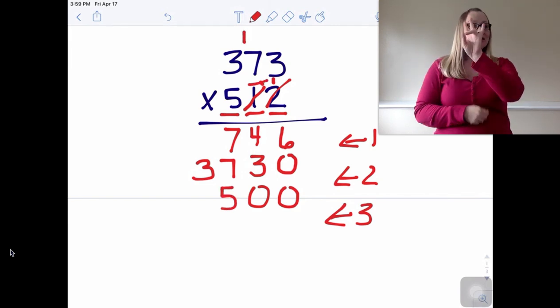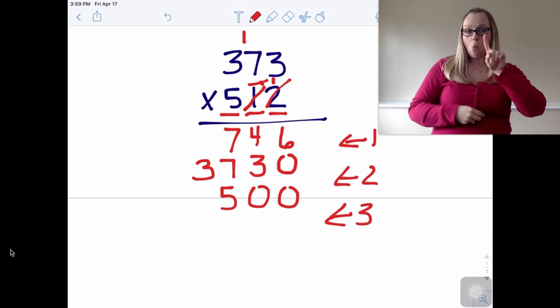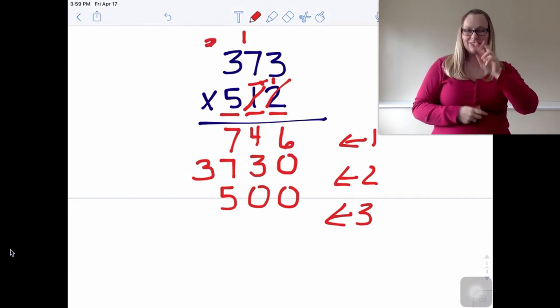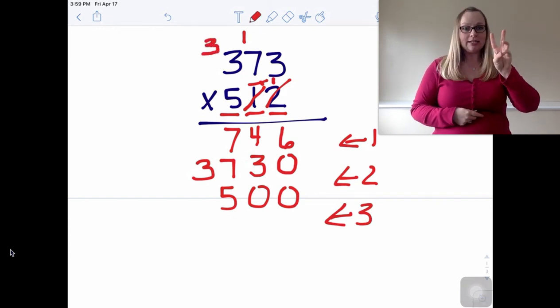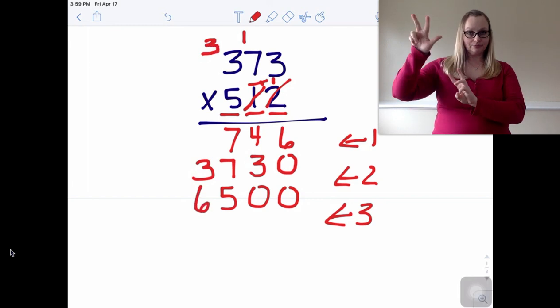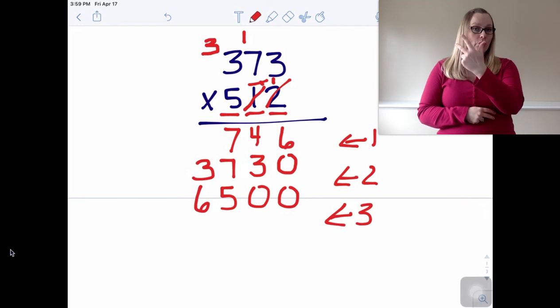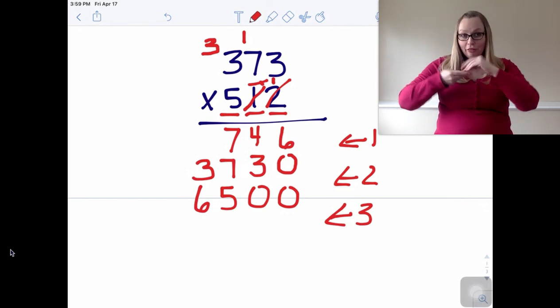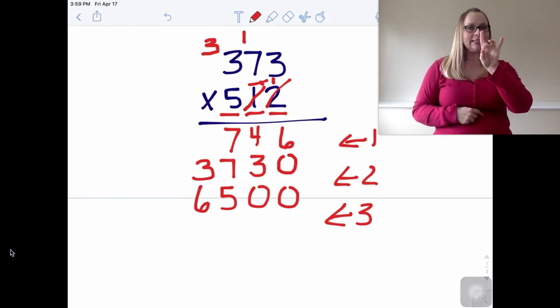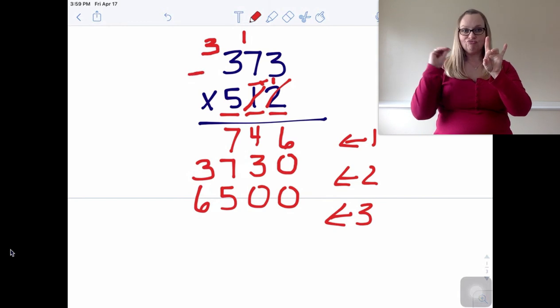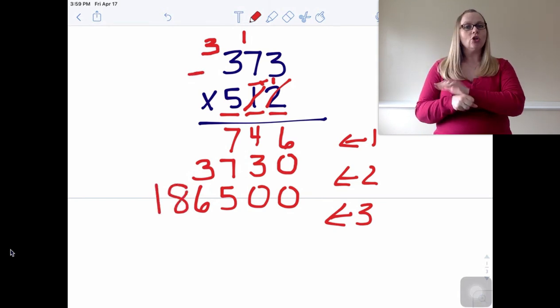5 times 7 is 35, plus 1 more is 36. I had to remember to add my carry, so I'm going to carry 3 and put 6 down. Finally, 5 times 3 is 15, plus 3 more is 18. There's no number over here for me to put my carry over to, so I'm going to write 18 in my answer.